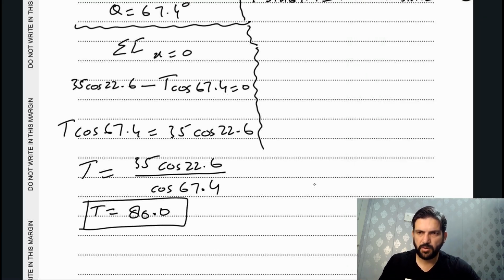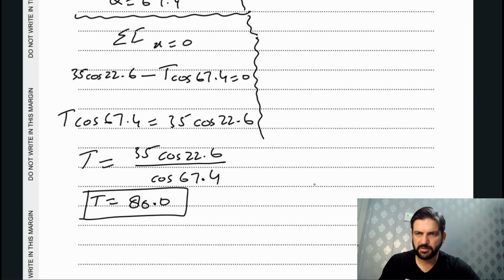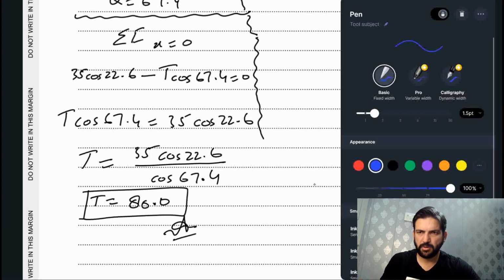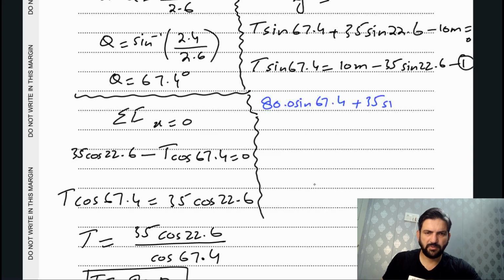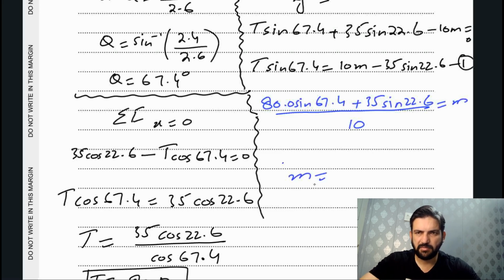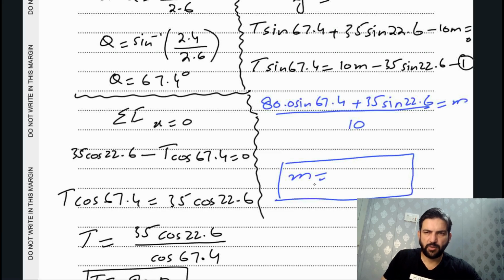Now just put the value of T over here. This one is your first answer. Now just put the value of T over here. This will be 80.0 sine of 67.4 minus 35 sine of, basically this will be plus now, sine of 22.6 is equals to m whole divided by 10. So m will be equals to, we can use the calculator and we can get the final answer.